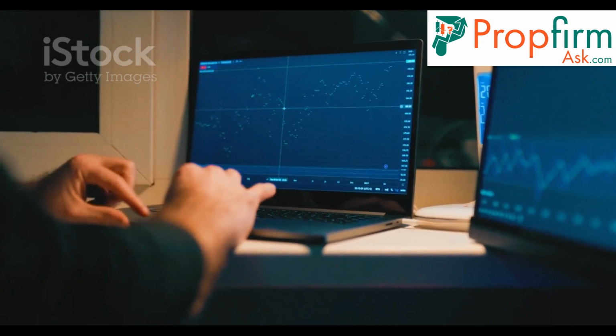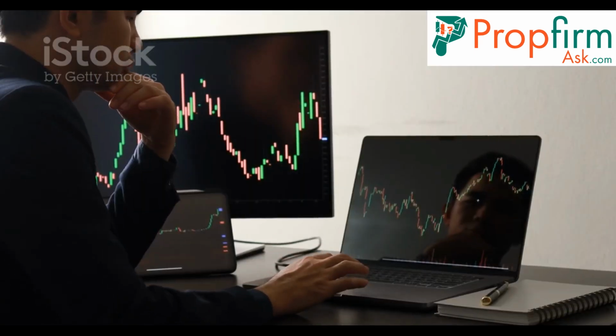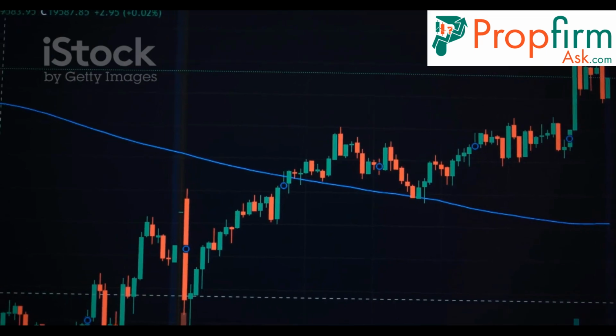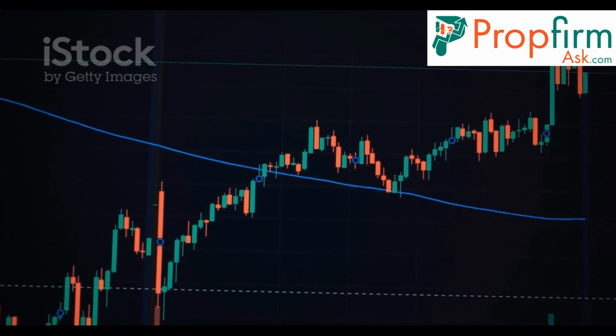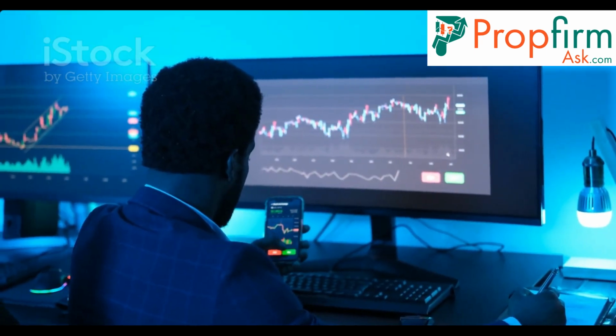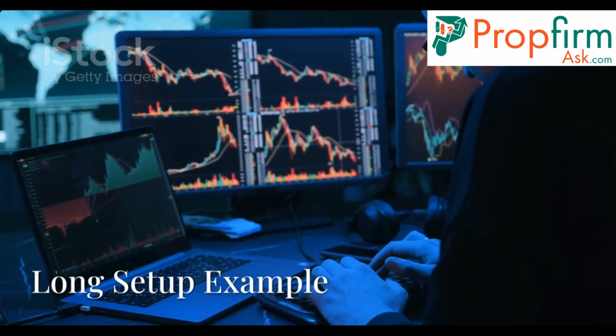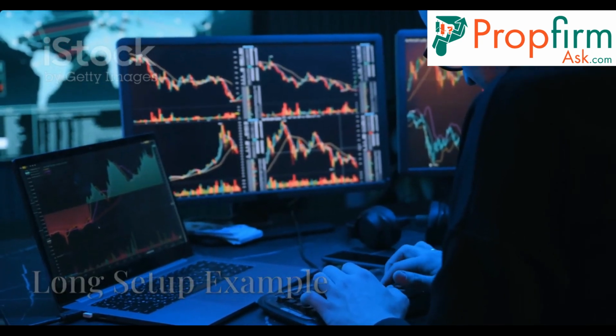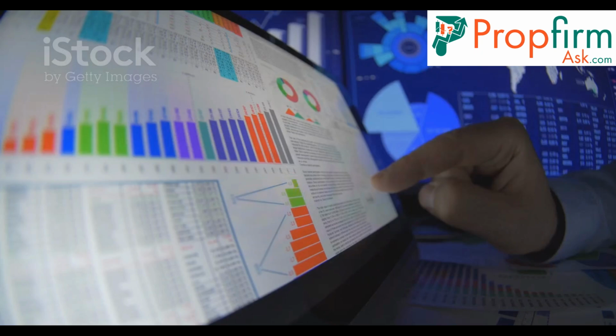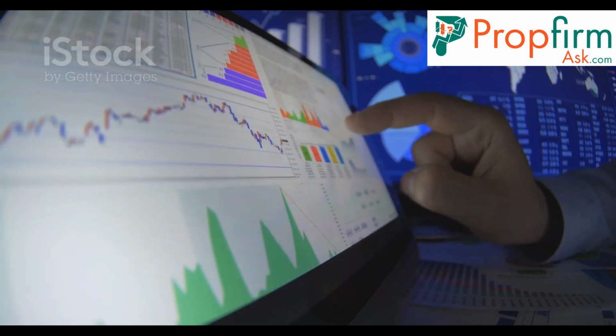Fifth, backtest this strategy. Pull up charts from the last 30 days. Apply the pivot levels and stochastic, and study how price behaves around the levels. This will train your eye to spot high-probability setups quickly in real time. Let's now look at a few chart examples so you can visualize how this works.